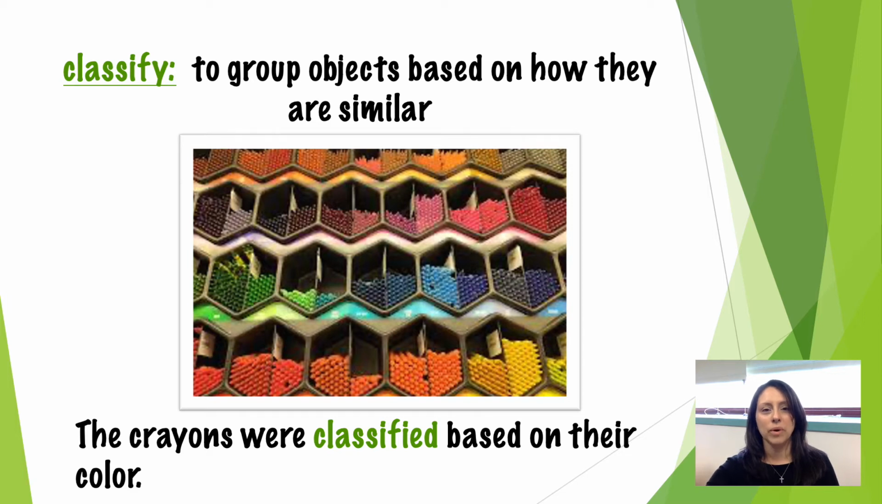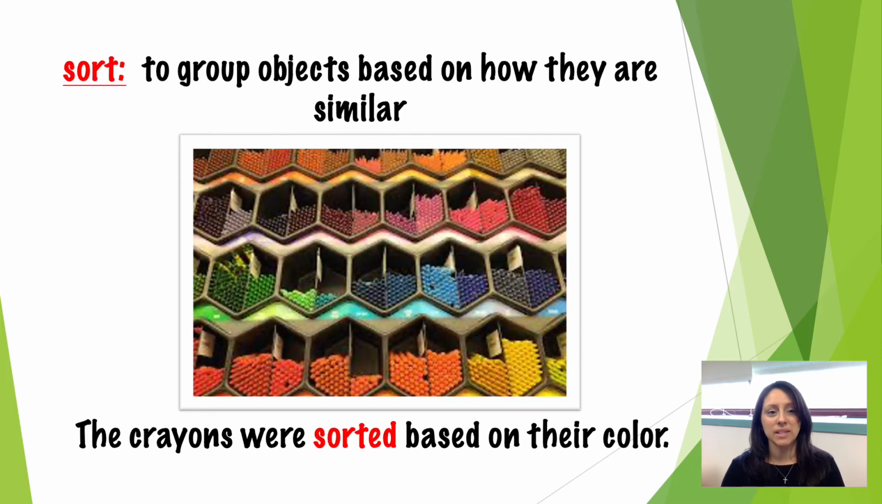Another word that means the same thing as classify is sort, to group objects based on how they are similar. Here's the sentence. The crayons were sorted based on their color. So what I did here was I took the word classified out and I put sorted inside the same sentence. Now, can you think of a sentence that uses either of those words, classify or sort?